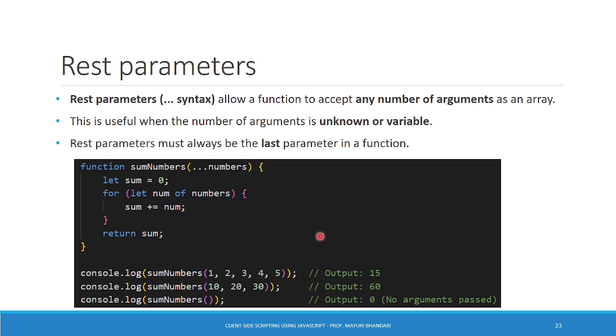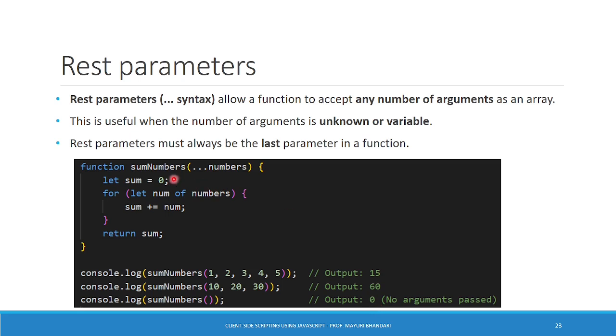Now let's talk about a really powerful feature, that is REST parameter. Sometimes we don't know how many arguments a function might receive. In such cases, REST parameters let us handle multiple arguments dynamically using 3 dots. Look at this example, where we calculate the sum of all numbers passed to the function. The numbers parameter collects all arguments into an array. We use a simple for loop to add them up, and if no parameter is passed, the function will return 0.